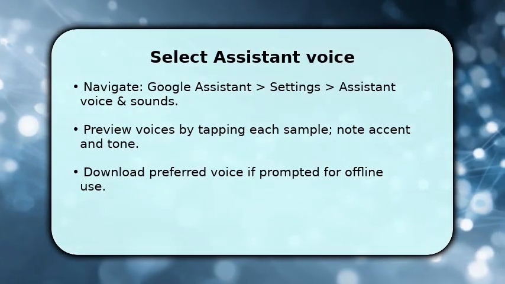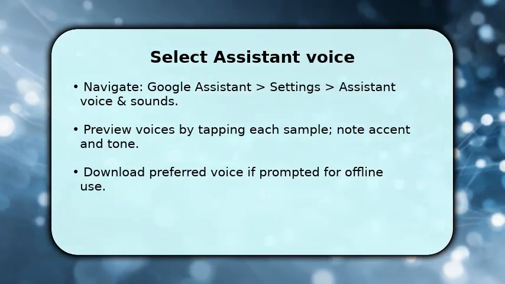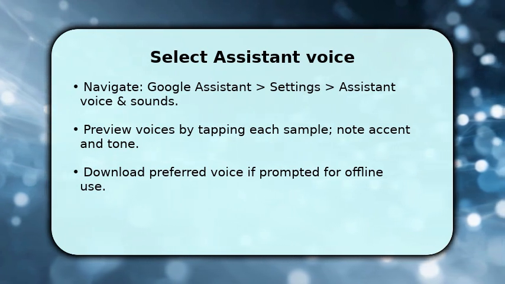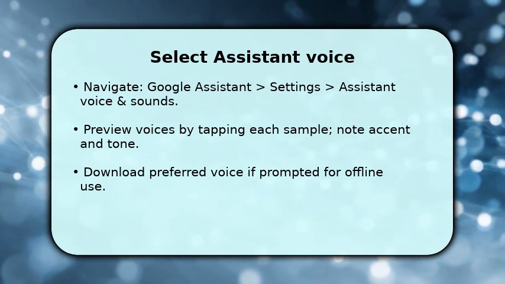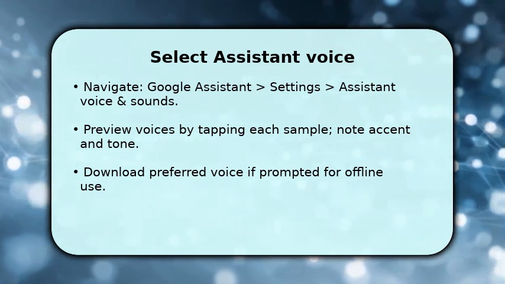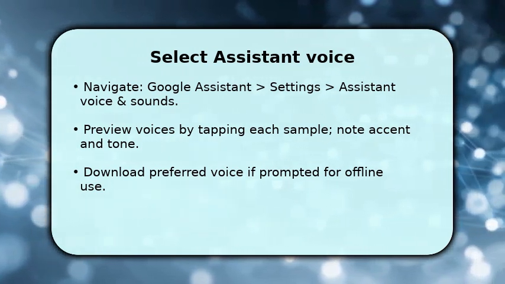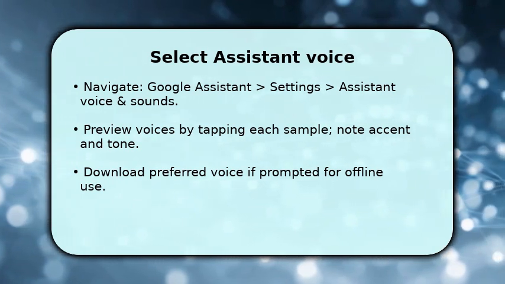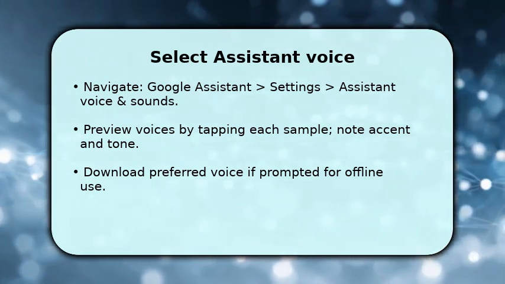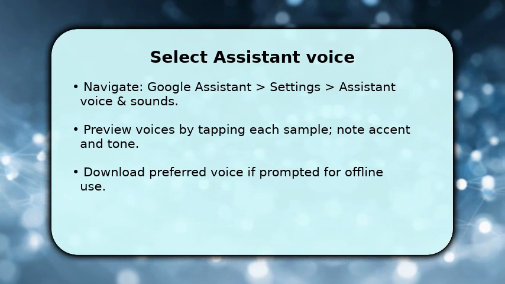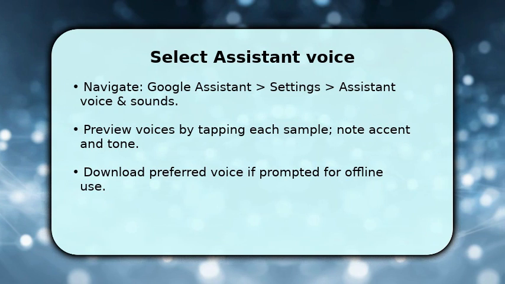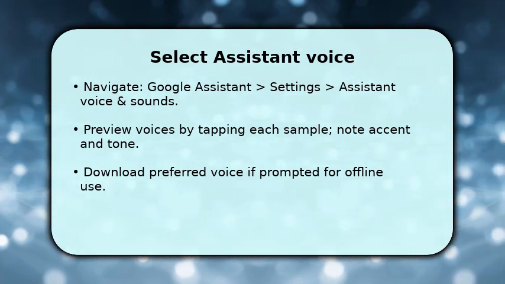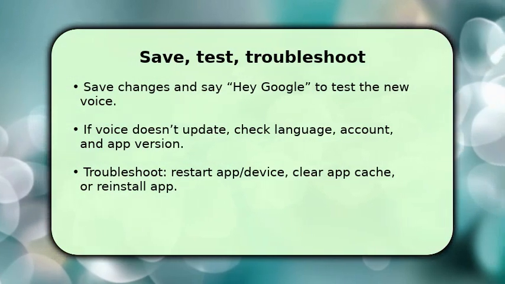Now you'll pick the voice. In Assistant Settings, tap Assistant Voice or Voice and Sounds. You'll see color swatches or a list of voices labeled by accent or number. Tap each to hear a preview. This helps you judge pace, pitch, and friendliness. Choose one you like, and if offered, download it for offline responses. This reduces latency. Make sure the selected voice corresponds to the English variant you want, because some voices differ by region and pronunciation. Finish by confirming the selection and testing.